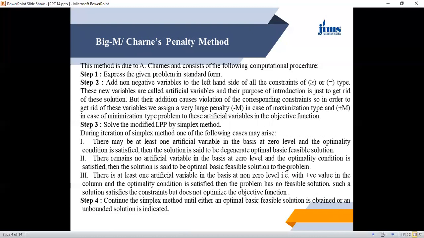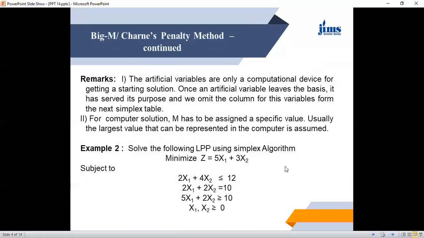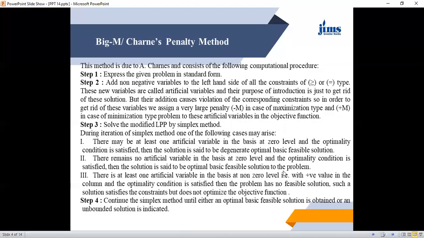In the case of maximization, we assign a very large penalty, say minus M, and in the case of minimization, we assign a very large value plus M to this. And then we solve the problem by simplex method. Remember, M is considered as a very large quantity.